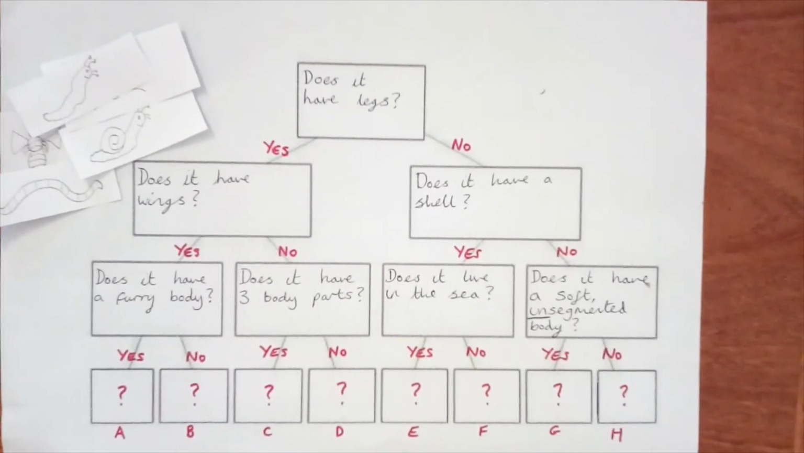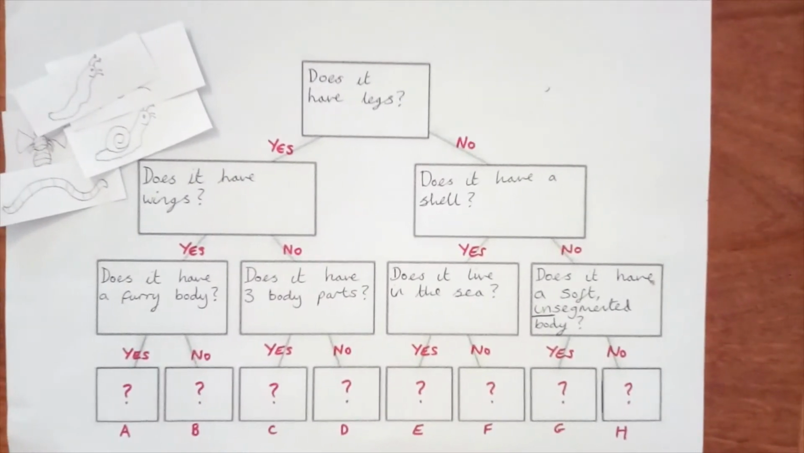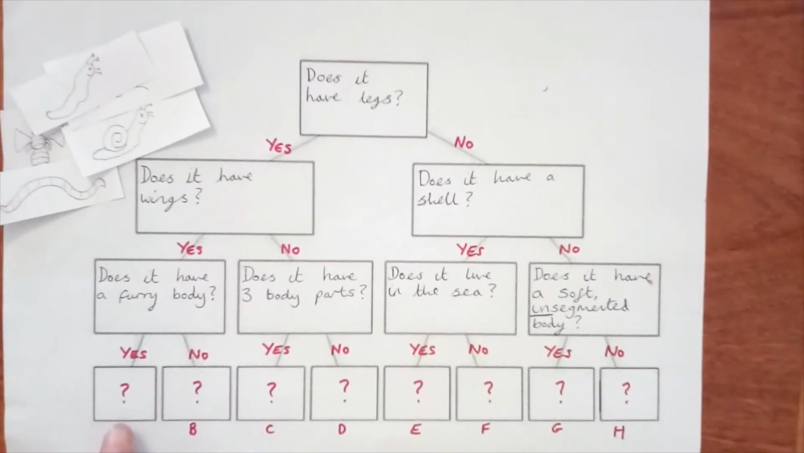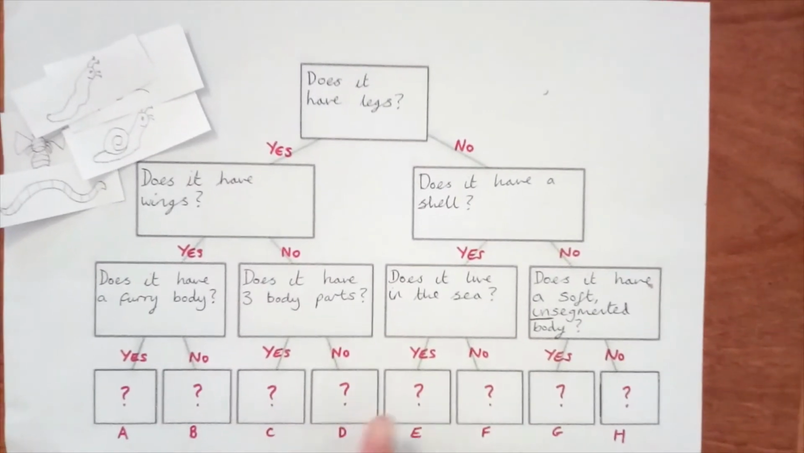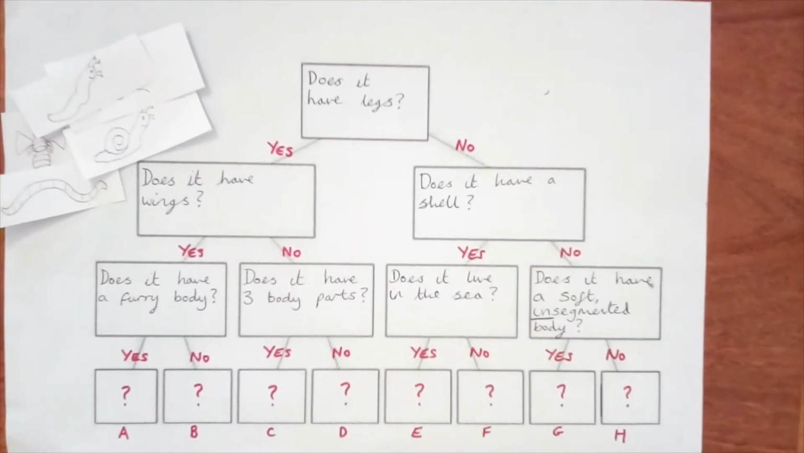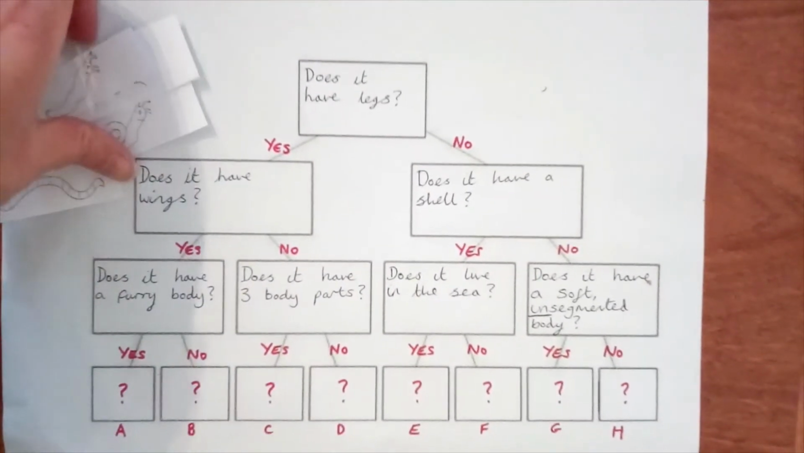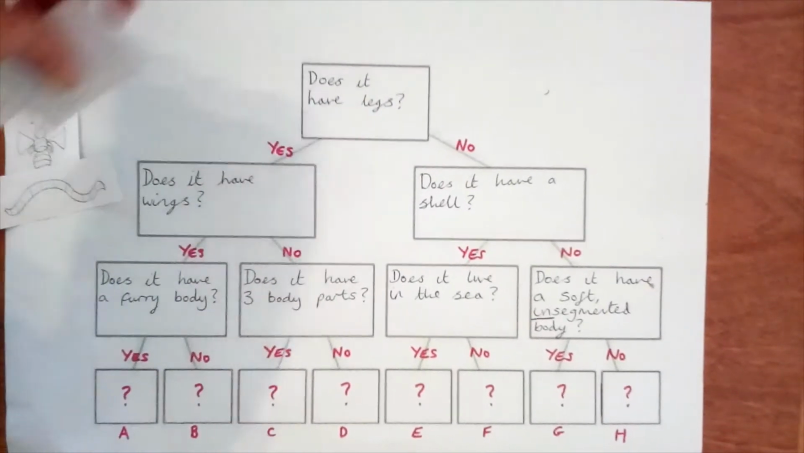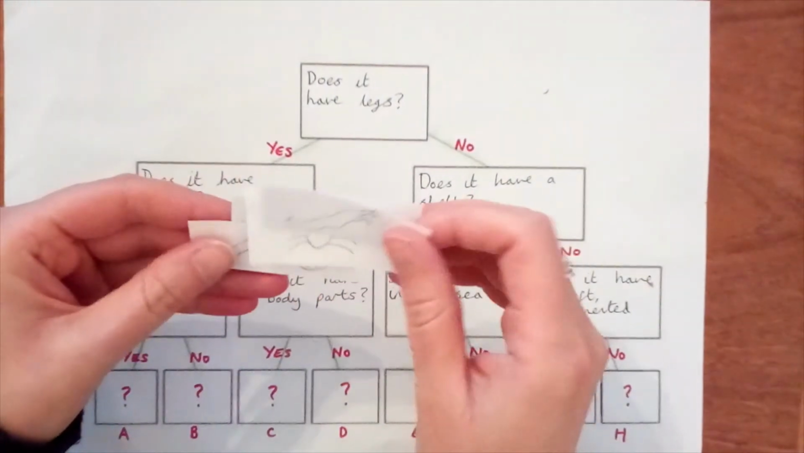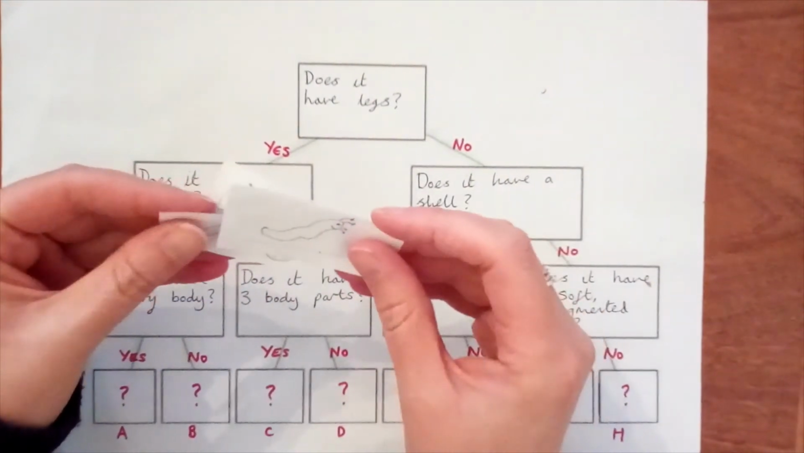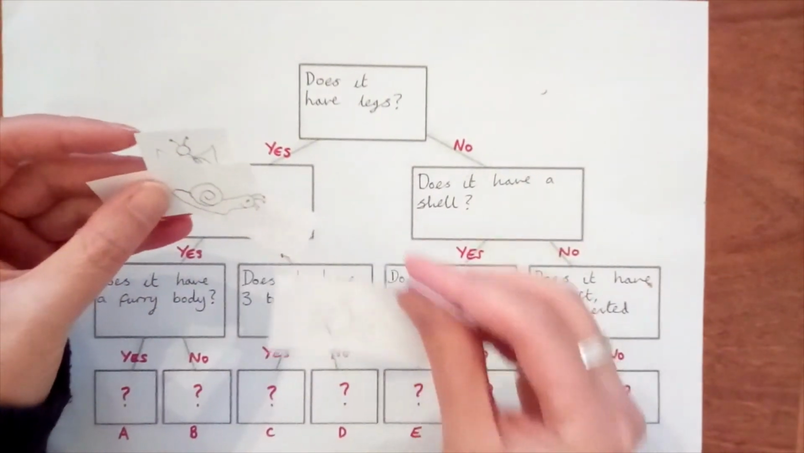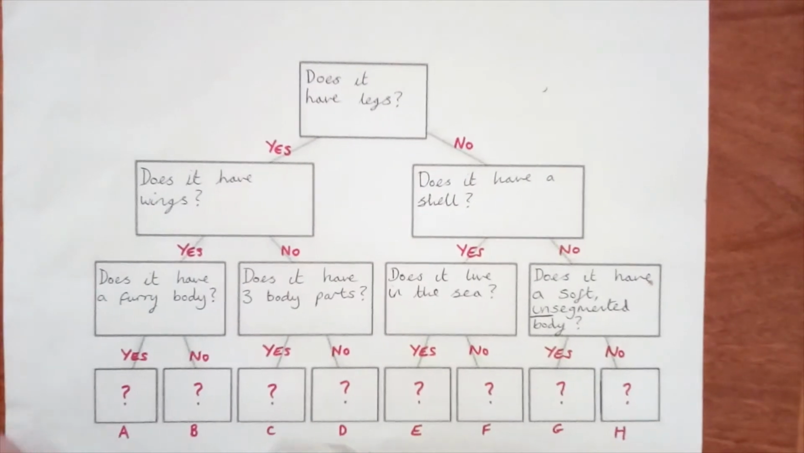So Year 2, this is task 1, where I'm going to give you a classification tree and you need to work out which animal is going in all these boxes by answering the questions. So I've got a few of the animals here and we're going to work through one example together. You could do what I have done and draw pictures of the 8 animals and cut them out, or you can just work through it knowing what they are to start with.